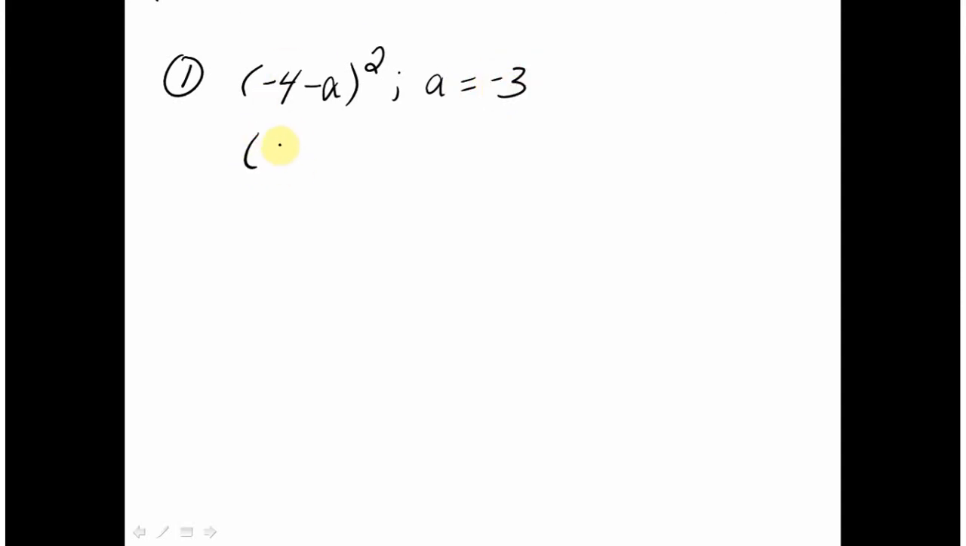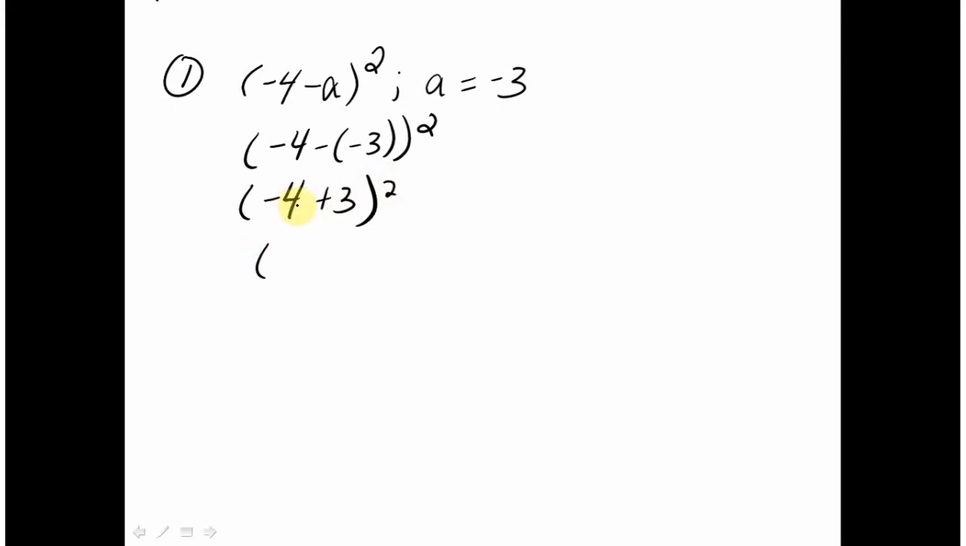So first thing we do is substitute in the negative 3 for the a. Notice I put it in parentheses. Okay, and I have to work inside the parentheses, and I see that I have minus a negative, so I'm going to make that a plus 3. Then we're going to square it.